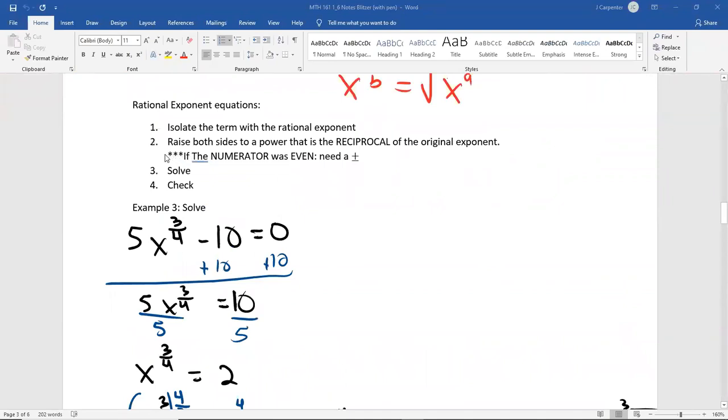So this is not every time, this is half the time really in general, but not necessarily for our course. If the original numerator in the exponent was even, then you'll need a plus or minus. And we said that that was basically the same thing as having an x squared equal to a number because the numerator counts as the power. So an even power means undoing it, you need the plus or minus.